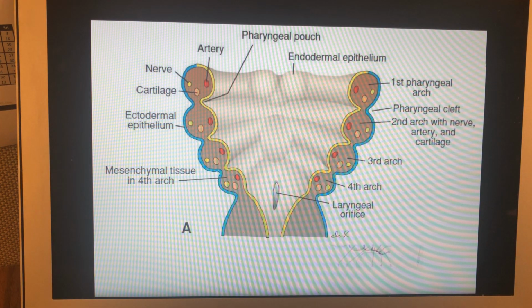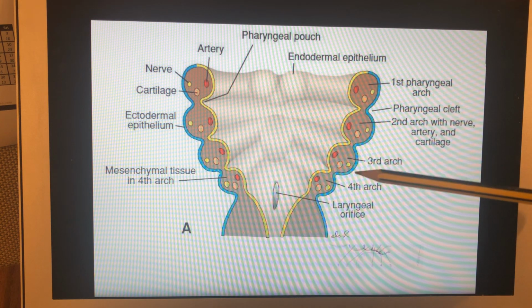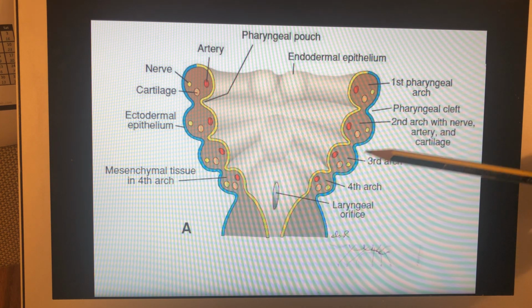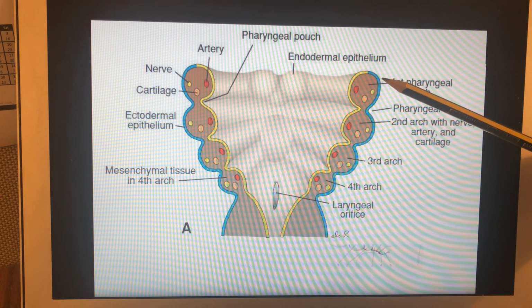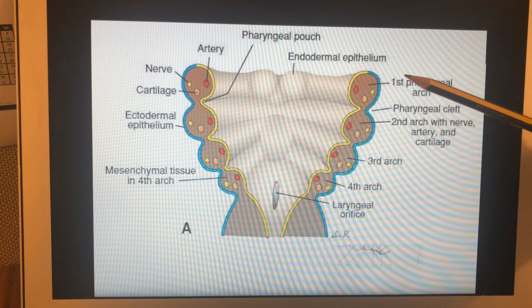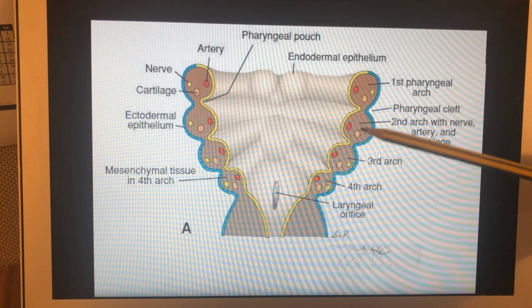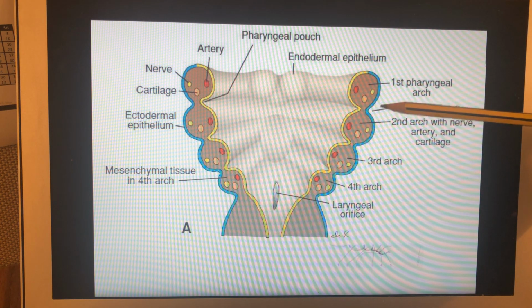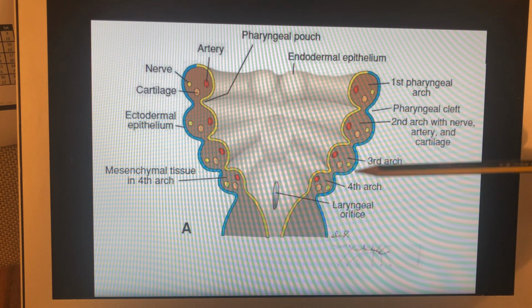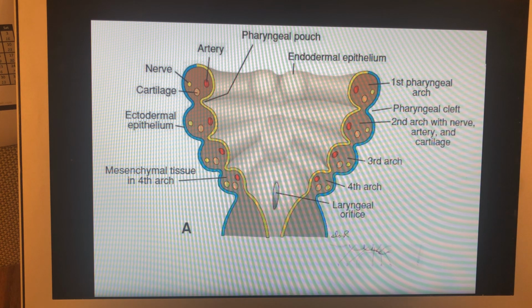Branchial cleft remnants are caused by failure of complete resorption of the branchial cleft between the branchial arches. The most common is the second branchial cleft sinus or remnant between the second and the third branchial arches. The second most common is the first branchial cleft remnant, and the third most common is the third branchial cleft remnant.